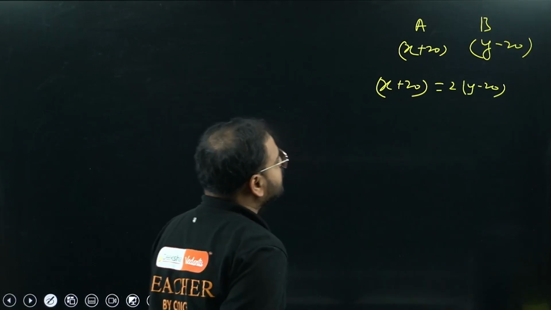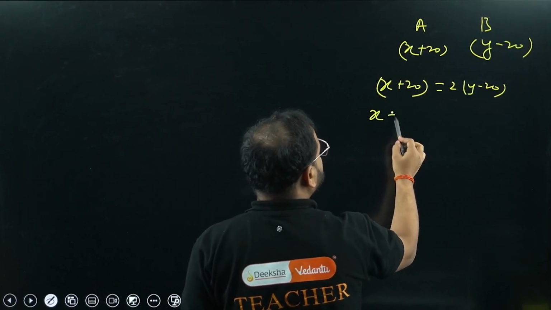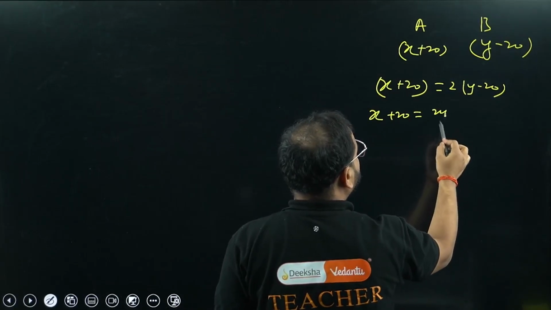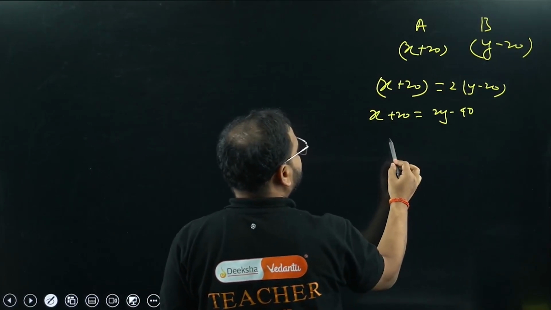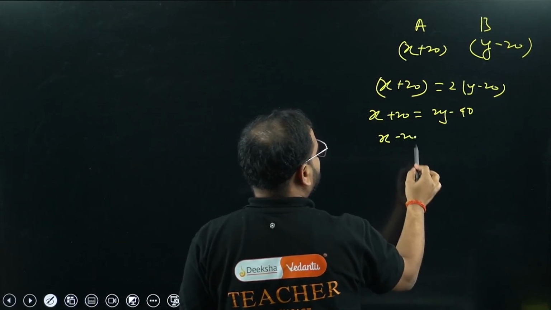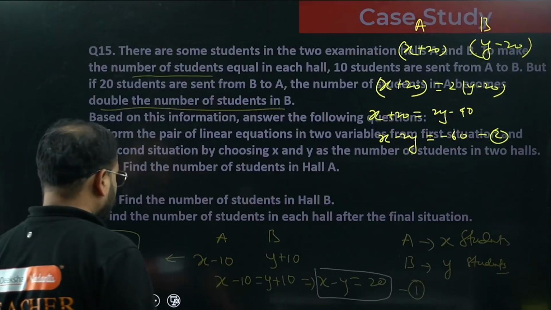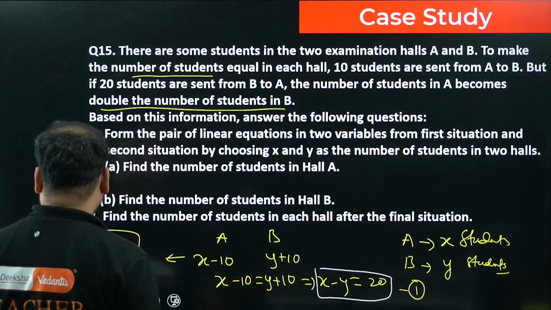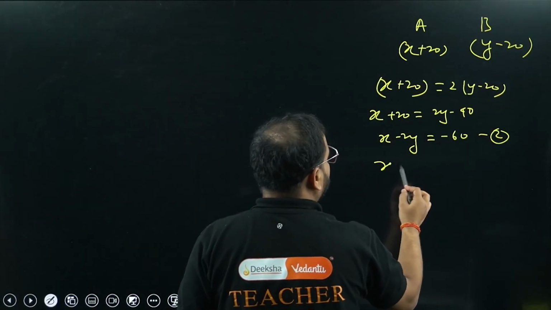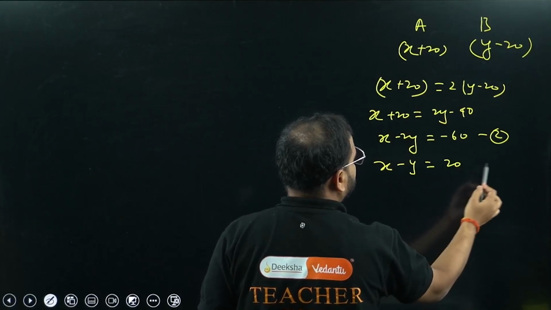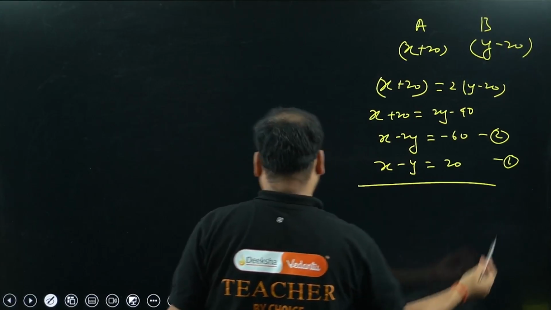Get the equation from here also. I get X plus 20 equals 2Y minus 40. Bring 2Y over here. So X minus 2Y equals minus 60. This is my equation number 2. What is my equation number 1? X minus Y equals 20. Let's write it over here: X minus Y equals 20, my equation number 1. Subtract it.